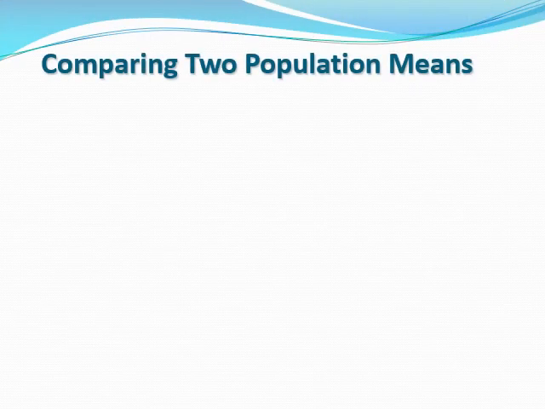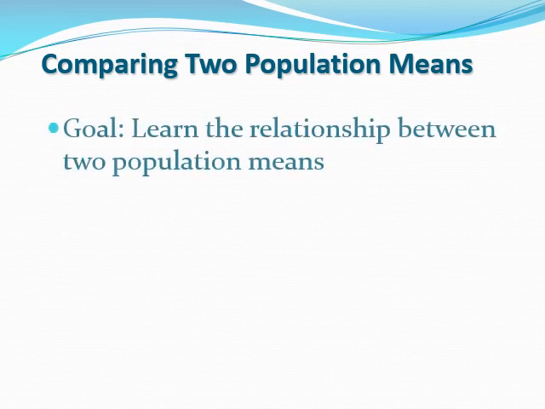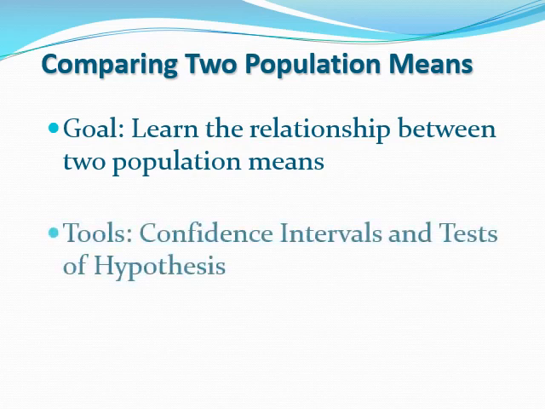In this video, I want to continue the discussion about comparing two population means. In a prior video, we saw that we're trying to learn about the relationship. Which mean is bigger? We're not specifically interested in mu1 or mu2, but we really want to compare the two means. And the tools that we have to work with are just confidence intervals and test hypotheses, the same thing we've seen before. So we can do a confidence interval for the difference between the means.